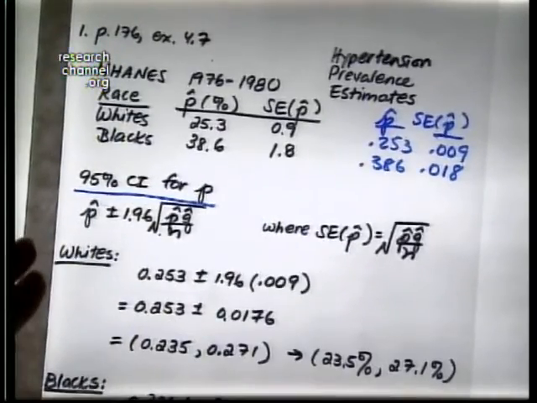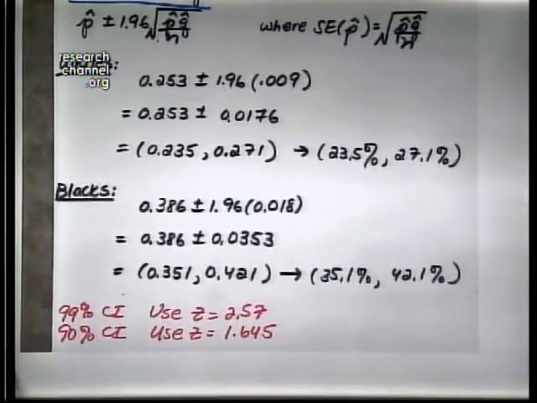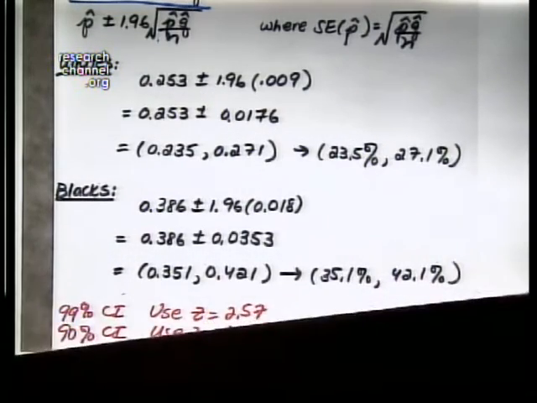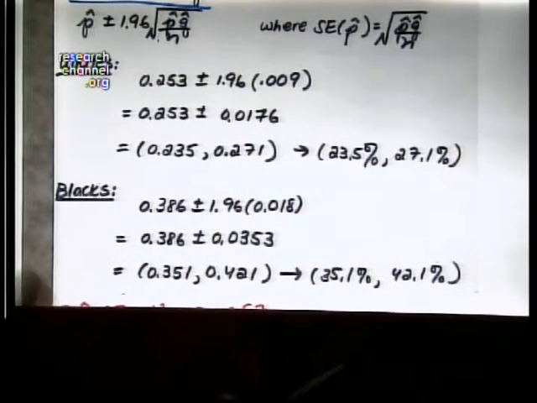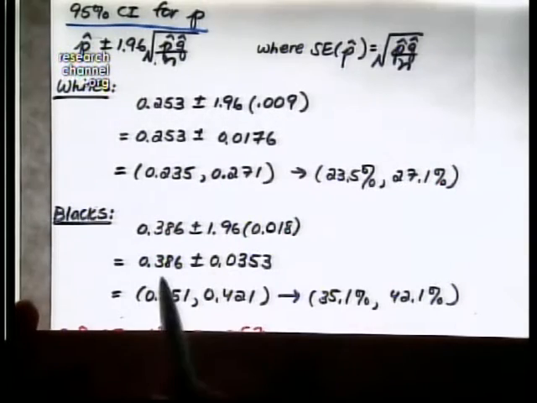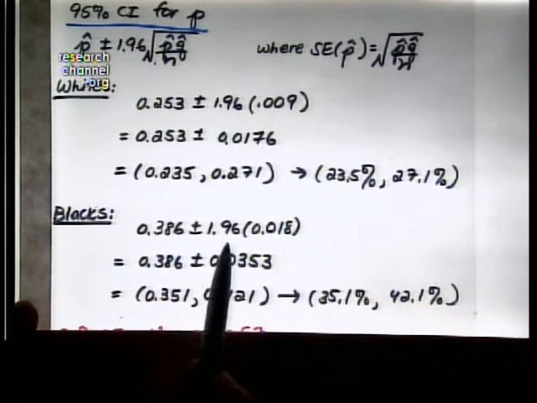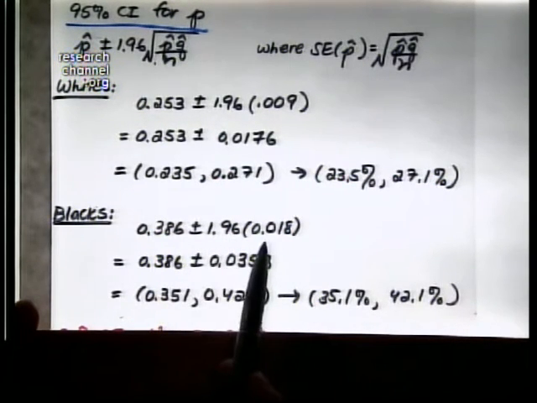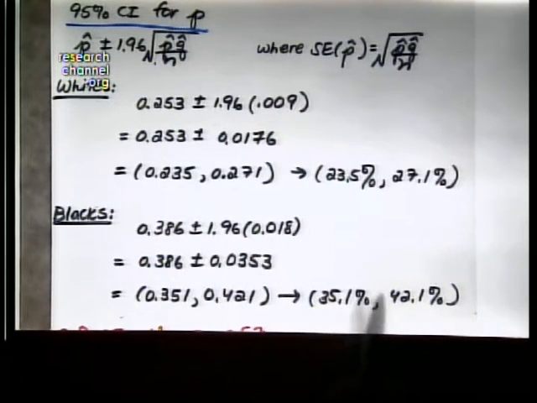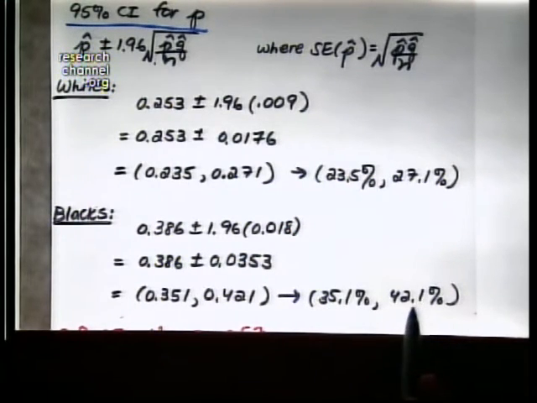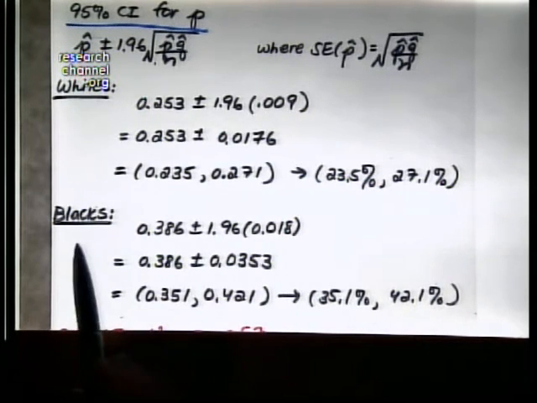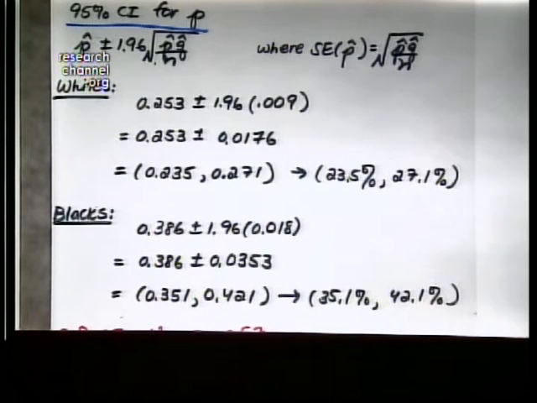Similarly, for blacks, we could calculate the 95% confidence interval by taking the estimated proportion that we got of 0.386, adding and subtracting 1.96 times the standard error of 0.018, and again, going through the math, I would be able to say that I'm 95% confident that this interval that ranges from 35.1 up to 42.1% contains the true population prevalence of hypertension in blacks.